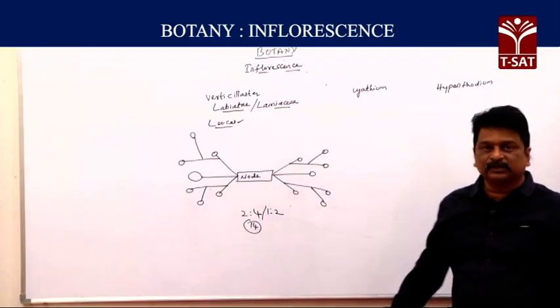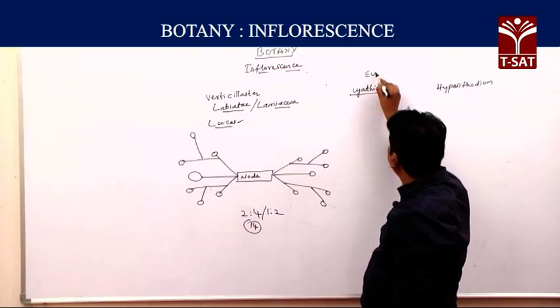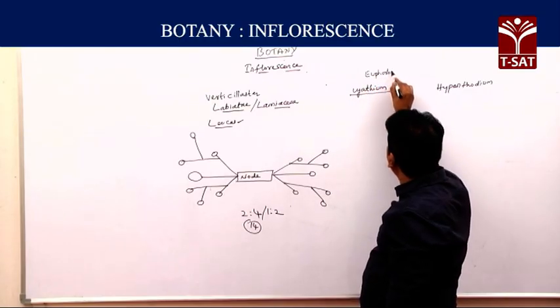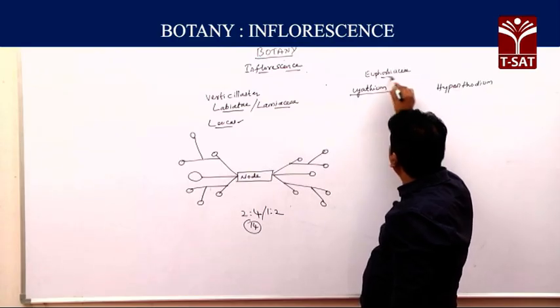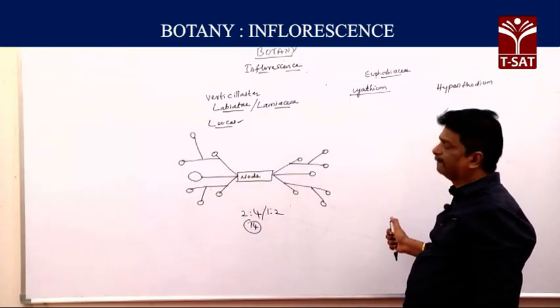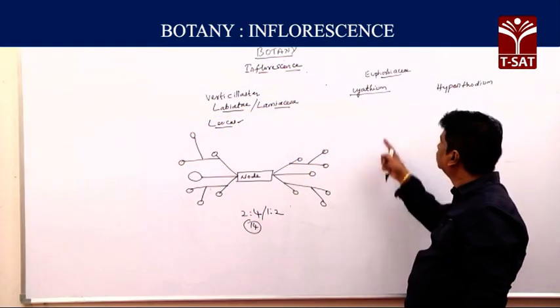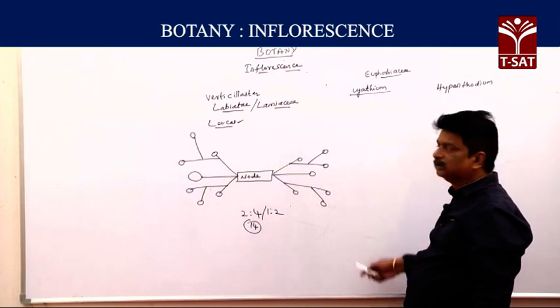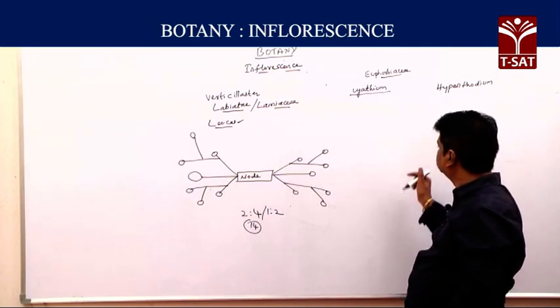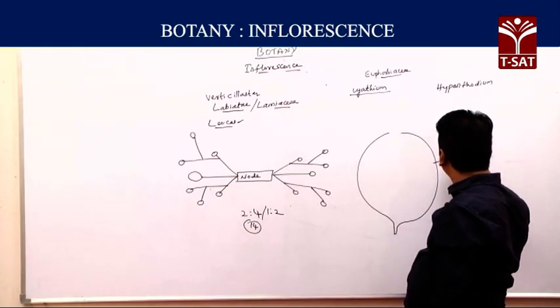The second one is cyathium. The cyathium inflorescence is common in Euphorbiaceae family. Examples: Euphorbia and Poinsettia. Cyathium is a special inflorescence that looks like a single flower. In cyathium, the bracts are united to form a cup, called the involucre cup.